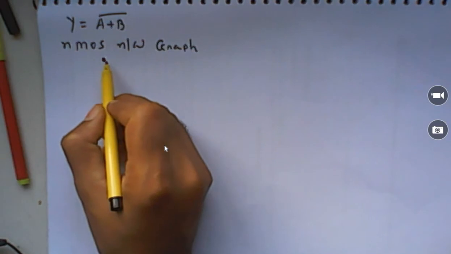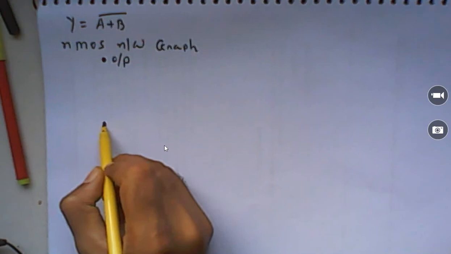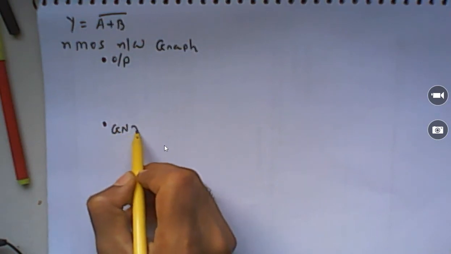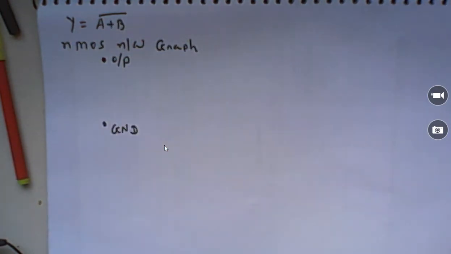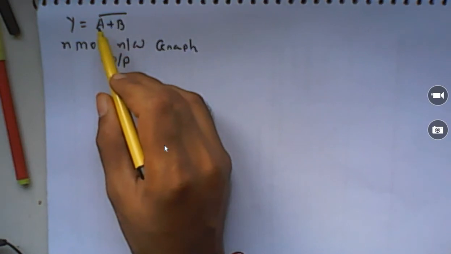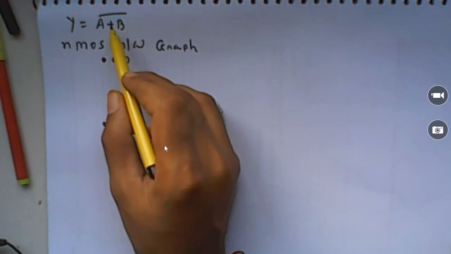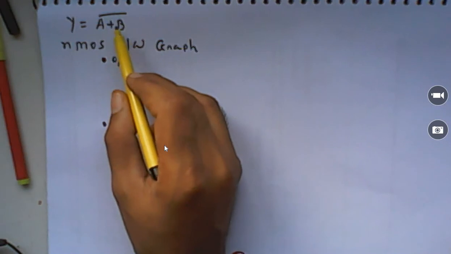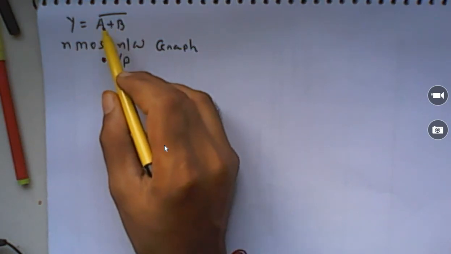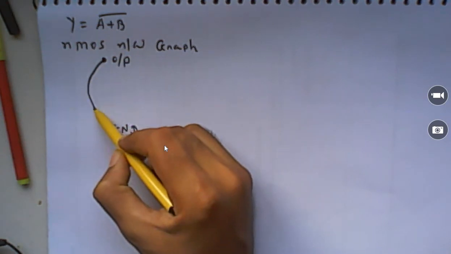So the NMOSFET network is between the output node and the ground. Right? Between the output node and ground we have the NMOSFET network. Now here we have two inputs, and the relation is A plus B. So to implement the OR functionality in a CMOS inverter, NMOS are connected in parallel. So the input represented by each branch, both branches in the graph, are in parallel.